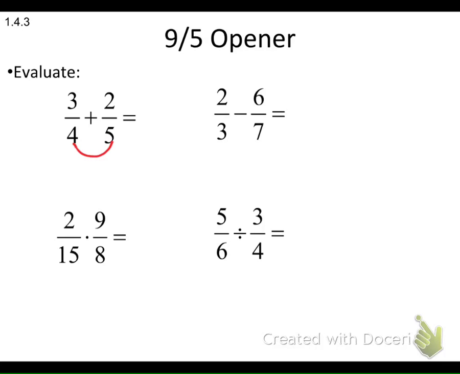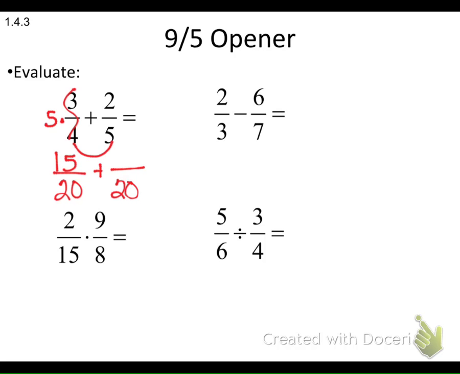So if I multiply 4 times 5, what do I get? 20. So that's going to be my new denominator. If I come up with a new denominator, I'm also going to have to come up with a new numerator. To get 20, I also have to take my numerator times 5 to get my new answer. So what's my new numerator going to be? 15. Okay, so I'm done with that fraction.